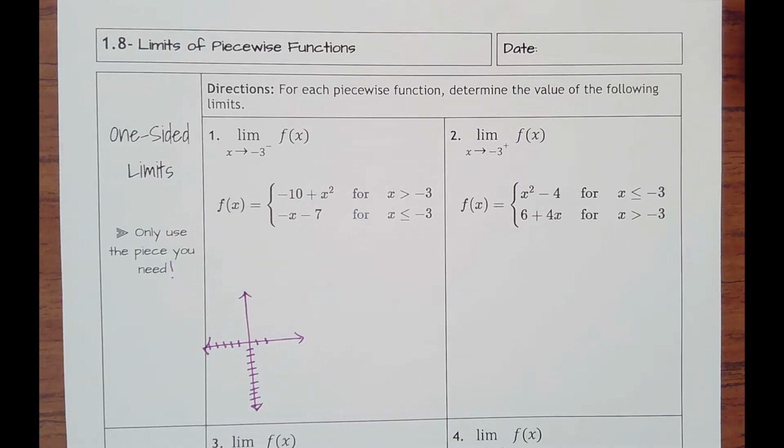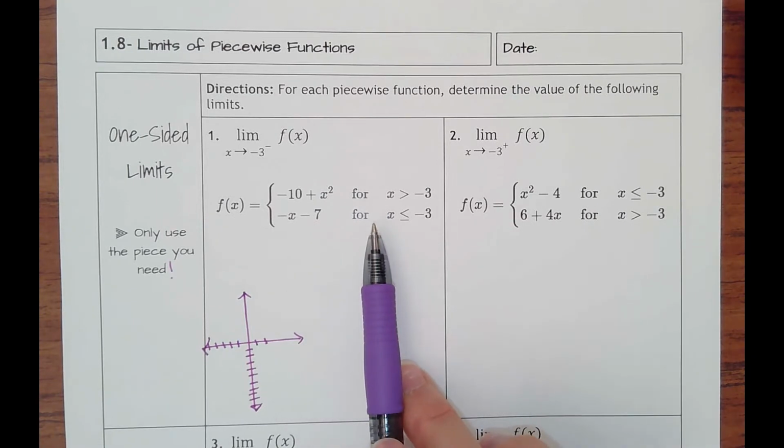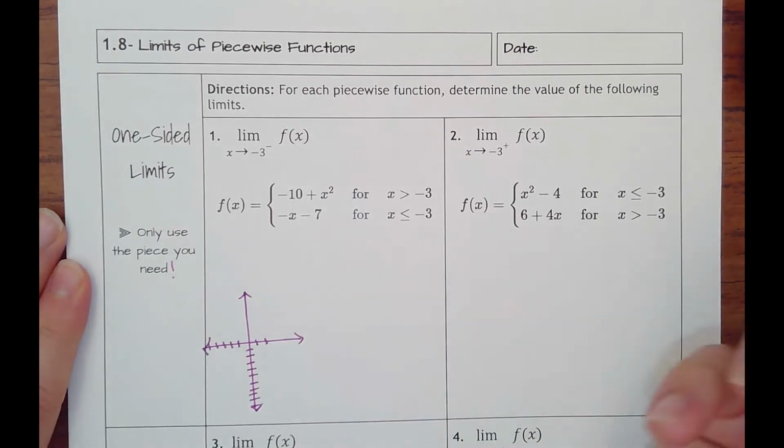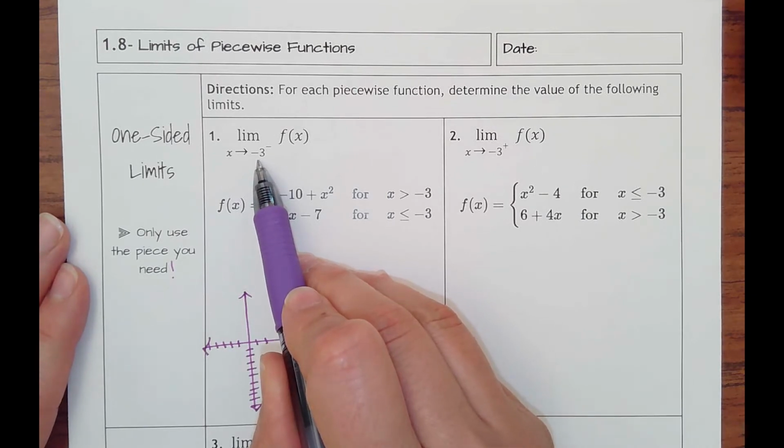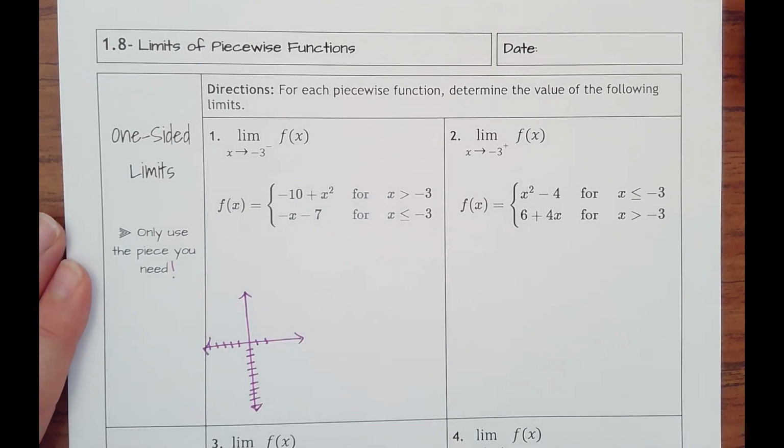1.8 Limits of piecewise functions. For each piecewise function, determine the value of the following limits. Remember, piecewise has the pieces. It could have as many as it wanted. All of these will have 2. And we're trying to find a right or a left-handed limit. You're only going to use the piece that you need.